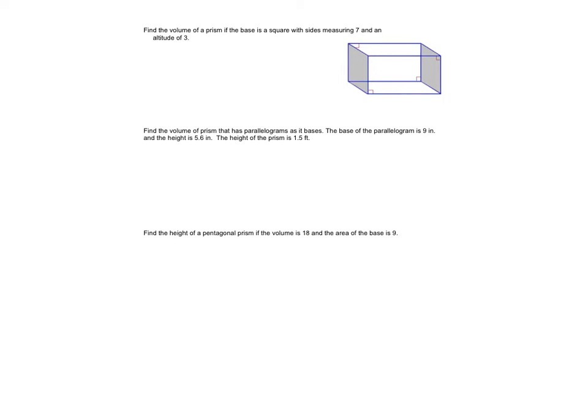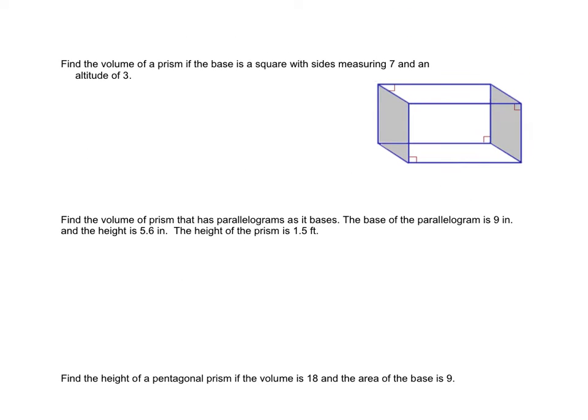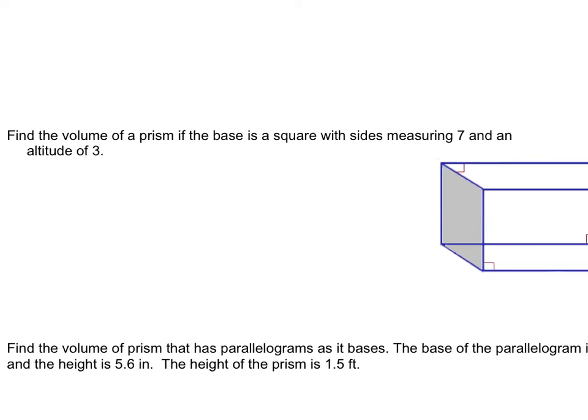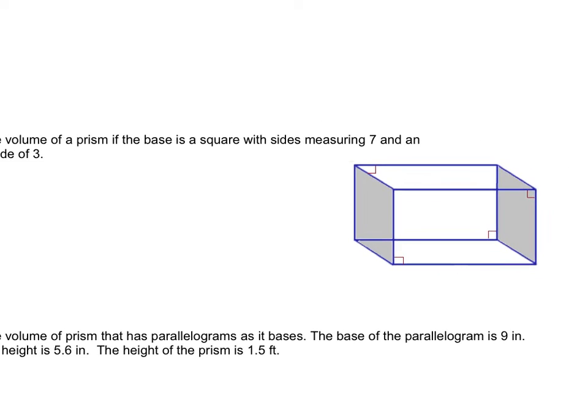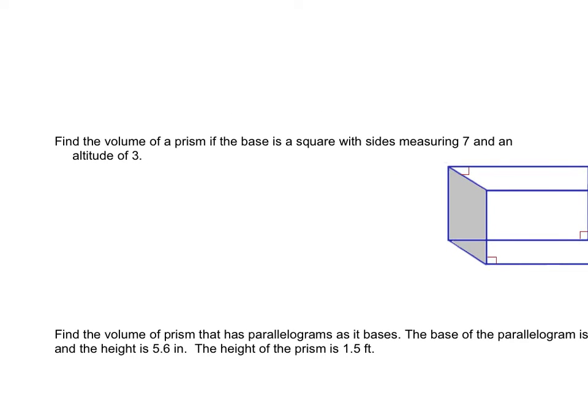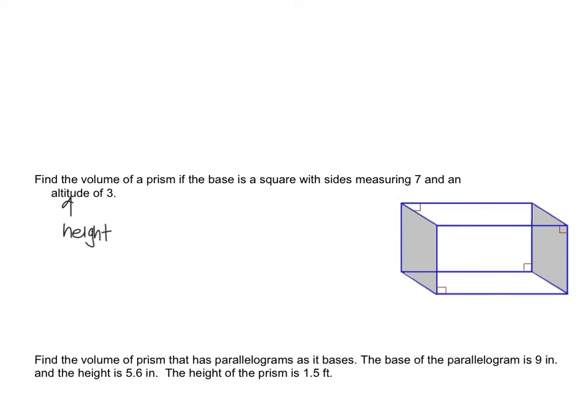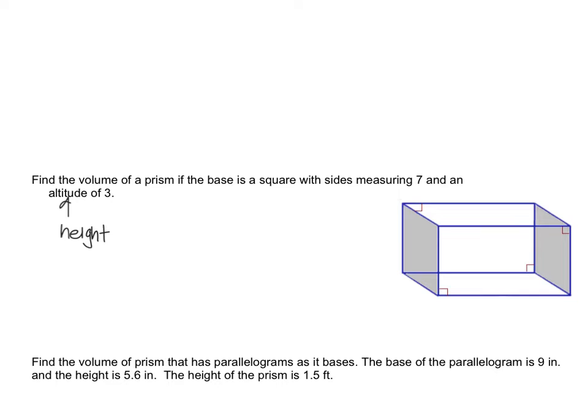So let's do our first example of volume of prisms. In this image, I want to find the volume of a prism if the base is a square with sides measuring 7 and an altitude of 3. Whenever they give you an altitude, that's a sign that that's your height. Good. One of the nice things with this is you really don't even need to rely on the image.